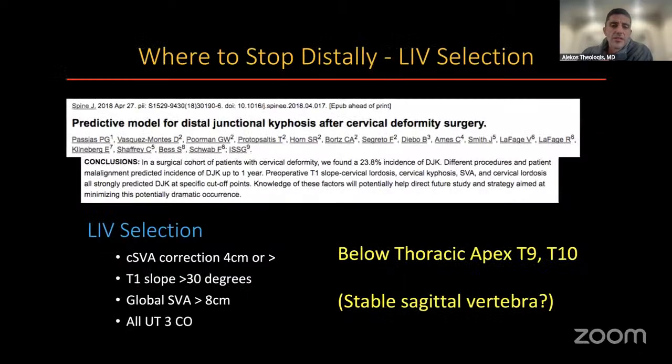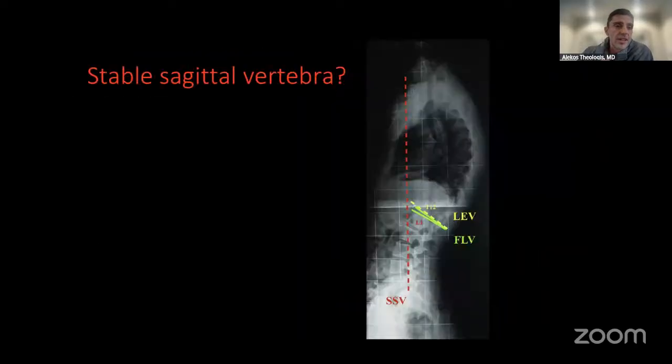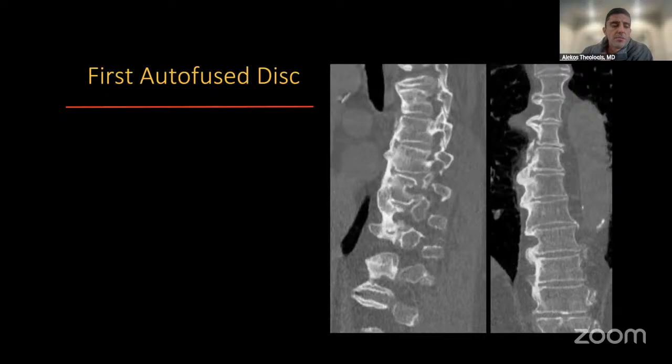Now, where to stop distally? There's a lot of discussion about this. If patients meet certain criteria and they do want to have a deformity correction with an upper thoracic osteotomy, stopping below the thoracic apex, T9, T10. Should it be the stable sagittal vertebra, as has been proposed for Scheuermann's kyphosis, or should it be just stopping at the first autofused disc? I don't know the right answer to this. I think they're all reasonable.